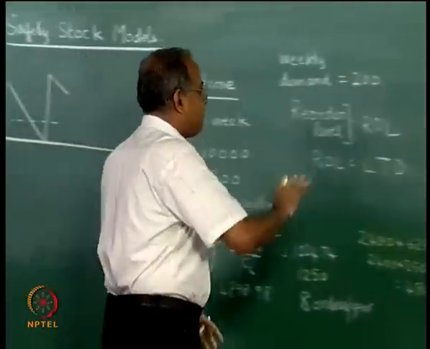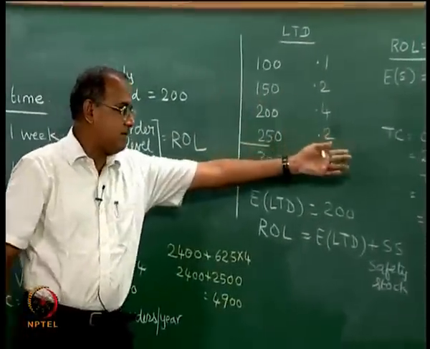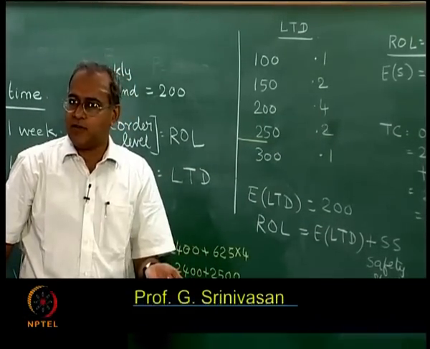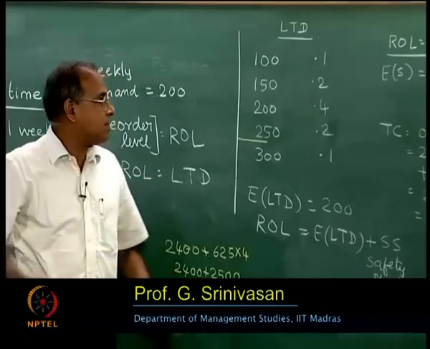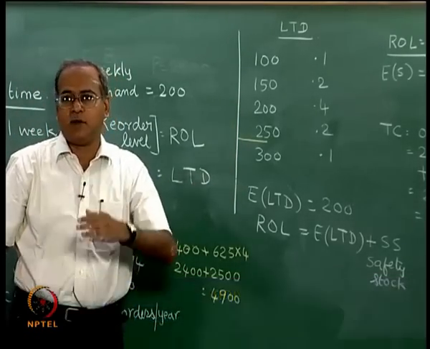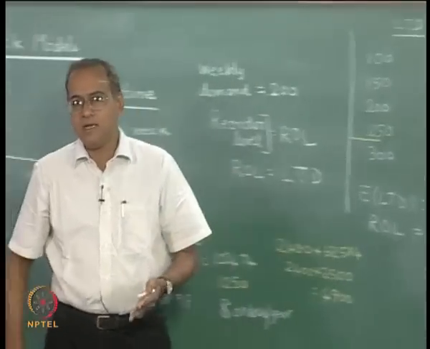So if the demand follows a discrete distribution like this, now we have found a way by which we can calculate the safety stock as well as the reorder level. Now, what are those computations if the demand follows different distributions or the demand follows a continuous distribution? Such models we will see in the next lecture.